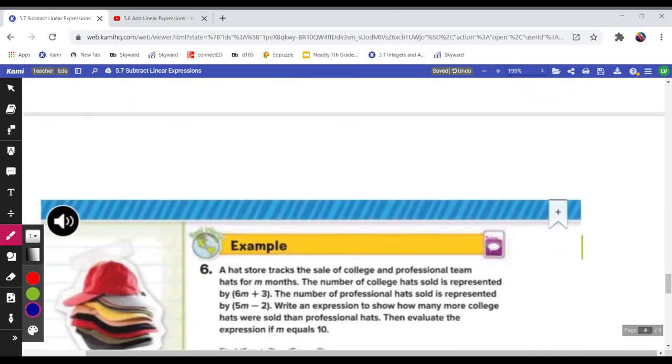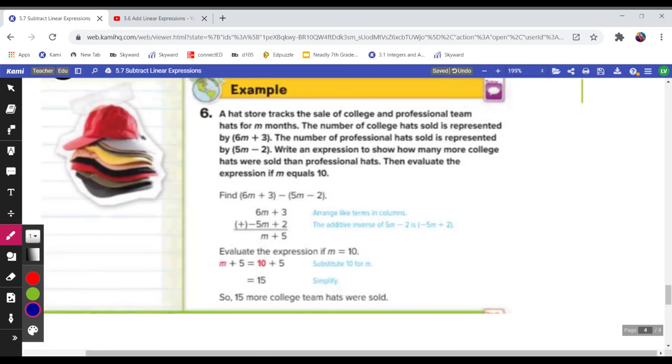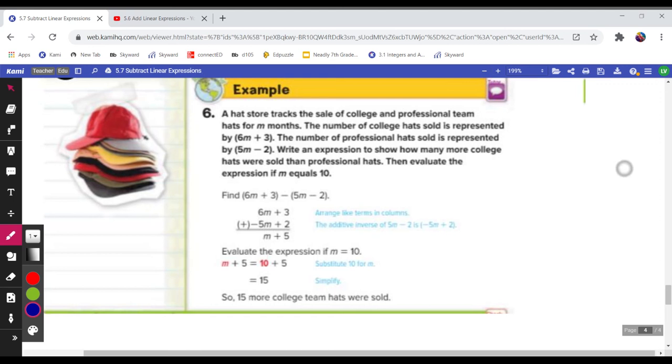Example 6. A hat store tracks the sale of college and professional team hats for M months. The number of college hats sold is represented by 6M plus 3. The number of professional hats sold is represented by 5M minus 2. Write an expression to show how many more college hats were sold than professional hats. Then evaluate the expression if M equals 10.